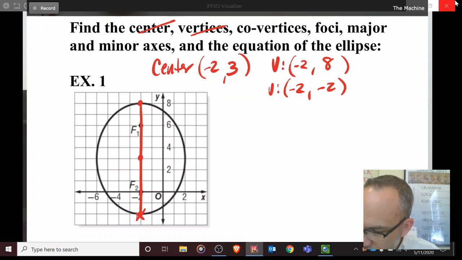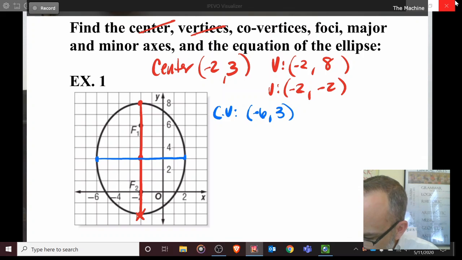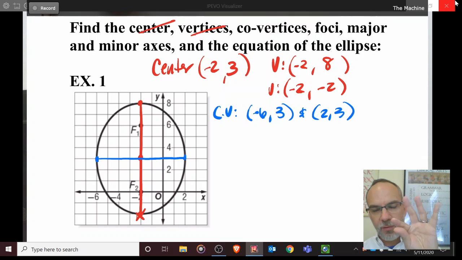Co-vertices. I'll do those in blue. Those are going to be on the minor axis. Here's the minor axis. It always goes through the middle. It's the shorter one. And so the co-vertices are going to be the point over here on the left, -6, and then the y value is 3. And then also +2, 3. Are you noticing that the vertices share the same x value, different y values, and the co-vertices share the same y value, different x values? Be thoughtful on that.